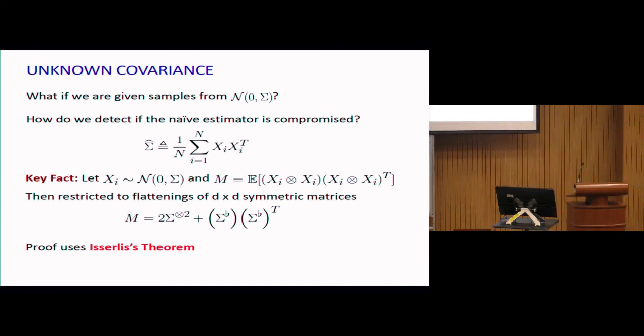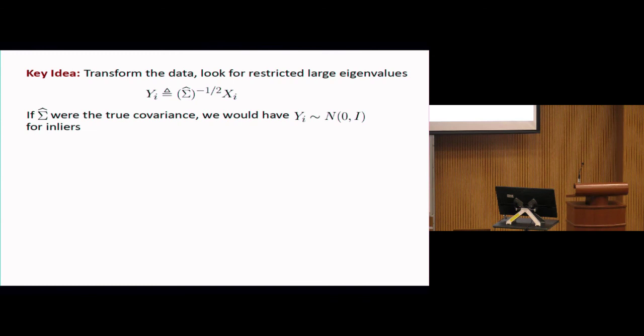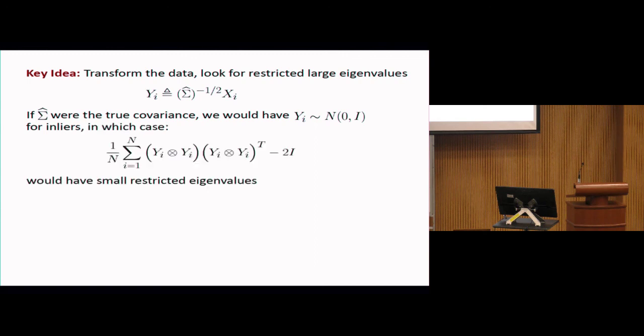So you need to get rid of that term if you want to remove the dimension-dependent guarantees. It turns out there's a way to project out this term, through something called the restricted eigenvalue computation. This is my last very technical slide. You transform the data and look for large restricted eigenvalues. You compute the empirical covariance, sigma hat, and then apply sigma hat to the -1/2 to your data. Now, if sigma hat really were the true covariance, then the distribution of the yi's would look like N(0, I), because you've just made it isotropic.